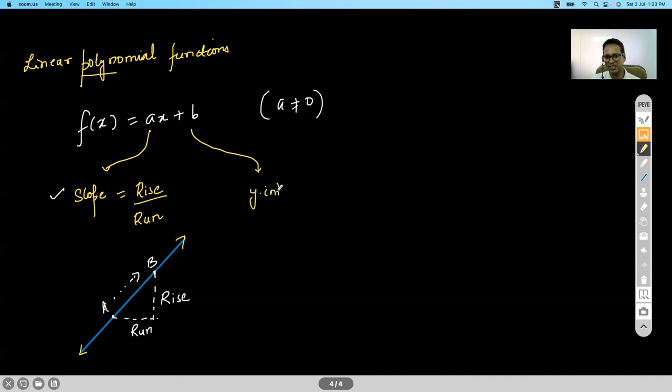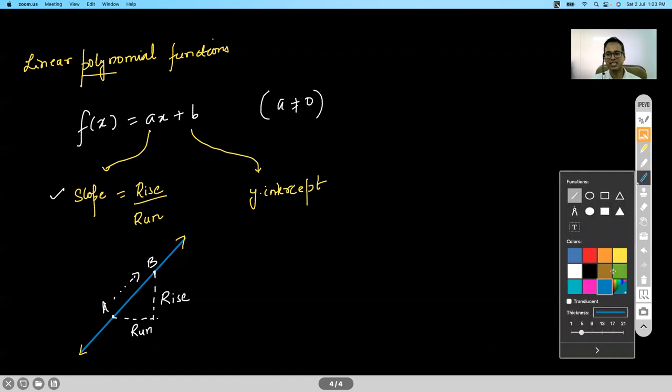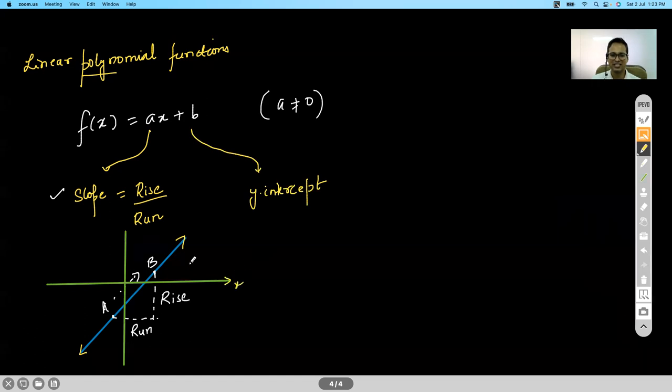Okay. You're already aware of it. What is y-intercept? Y-intercept is basically where the line will cut the y-axis. So let us say I just draw my coordinate axes over here. Let's say this is my x and the y axis, right? Now this length is what we call the y-intercept.